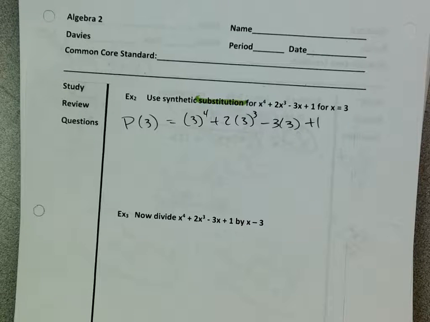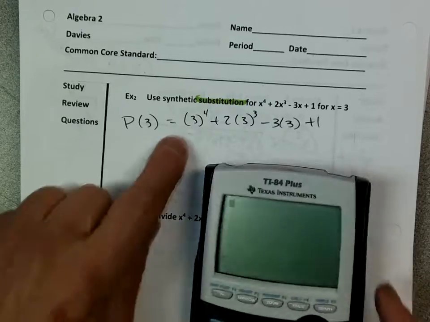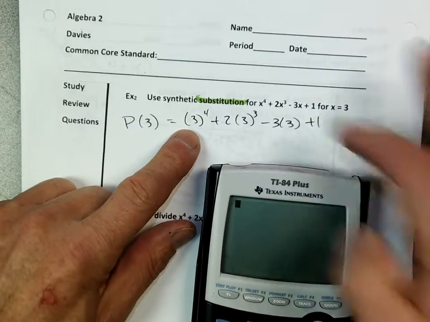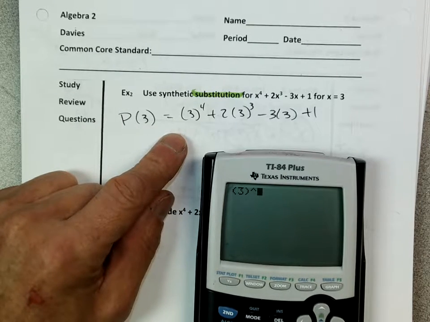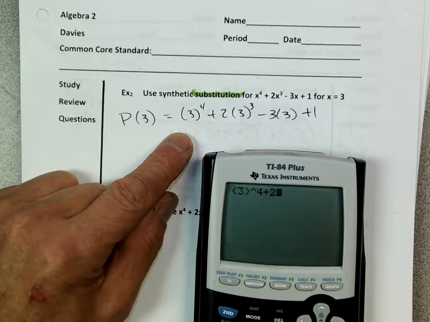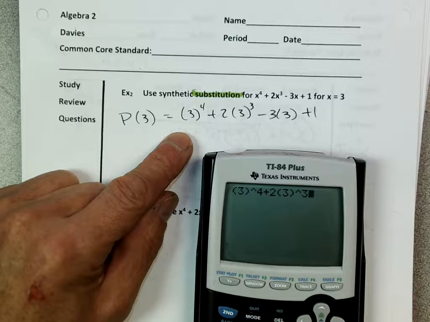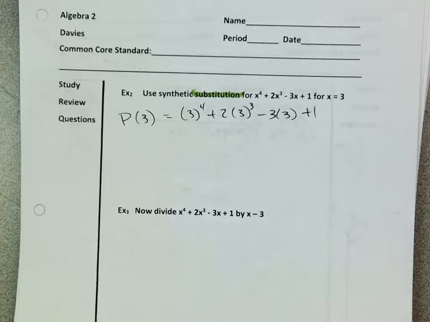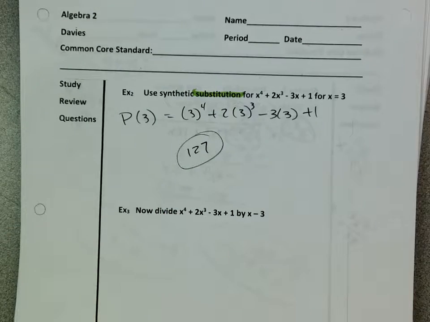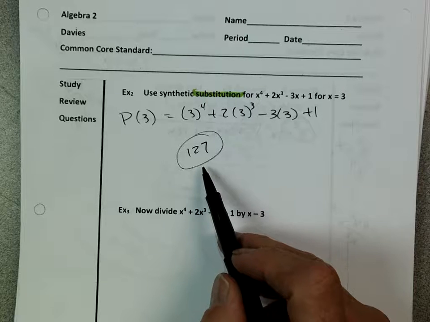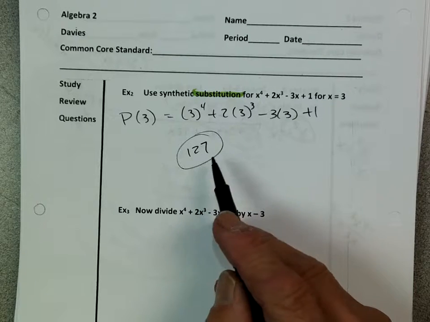Here it is. Oh, good. Thanks, Arthur. Because I could do this, 81 and 18 and 9 and 1, but you know what? Why not just let the calculator do it? Okay, parentheses, 3 to the 4th power plus 2 times 3 to the 3rd power minus 3 times 3 plus 1, and I get an answer of 127, okay? So, 127. What does this number represent? P of 3. It's the remainder. It is really the remainder.